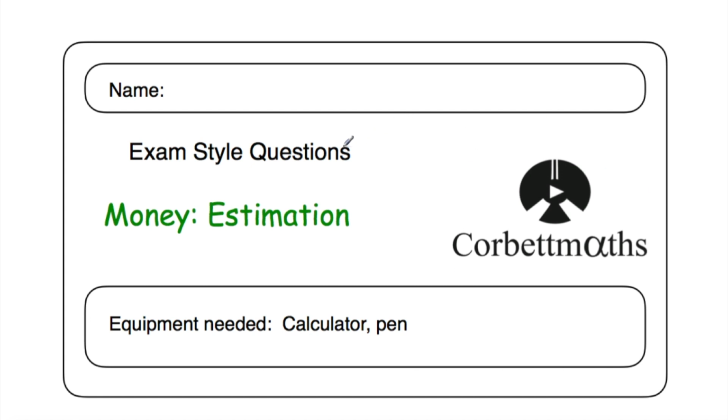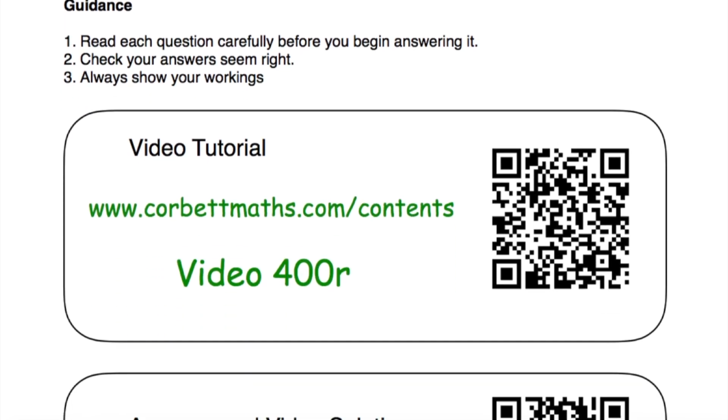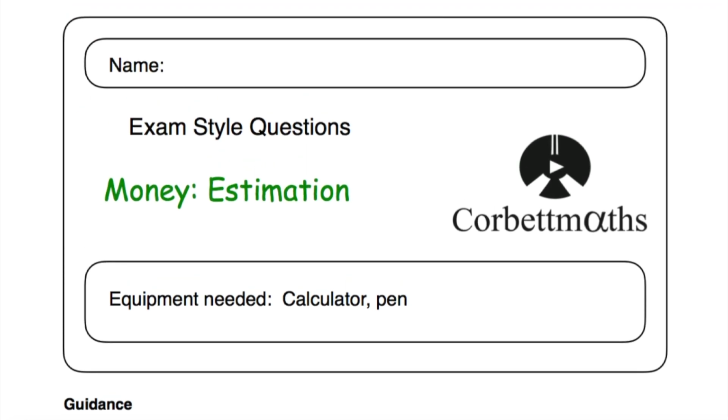In this video, we're going to look at the video solutions to the money estimation practice questions. If you need any extra help on dealing with estimation involving money, go to corbettmaths.com/contents and scroll down to video number 400R. Alternatively, you could scan this QR code. But in this video, we're going to focus on the video solutions to the practice questions, so let's get started.